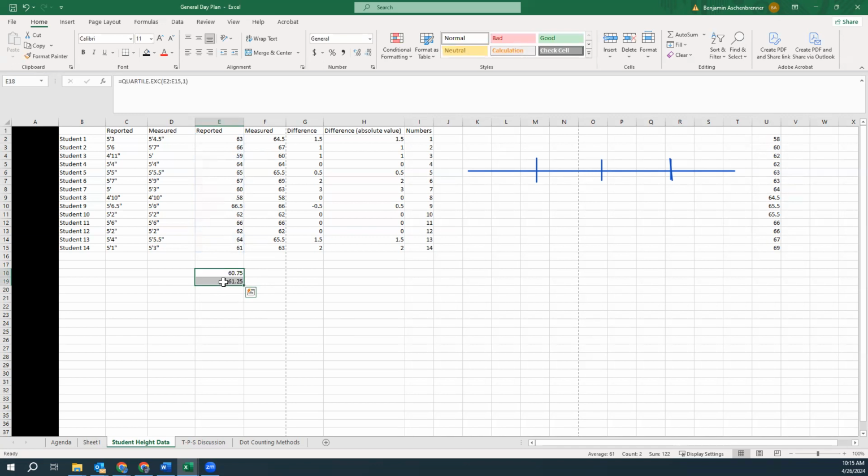Yeah. So you can see I get different answers. And this is sort of unsettling. I mean, notice that the numbers are pretty close together, so it's not like you should be panicking. The point is that there are multiple answers to the question, what is the first quartile? Because there are different approaches to finding the first quartile.